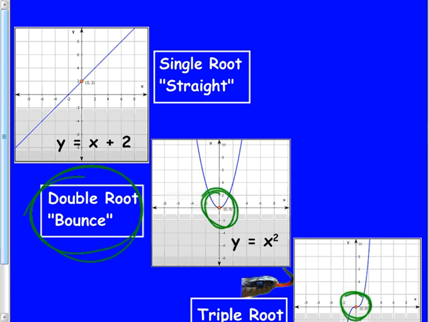Where it touches is right here. I kind of don't like that it's got a red dot in that spot because that's not the important spot. The important spot here is where it hits the x-axis. And that's cutting through. It's not doing anything special. It's not bouncing. It's not doing that cool little curvy snake thing. So that's a single root. And if you think about it, this equation right here has just a 1 right there.